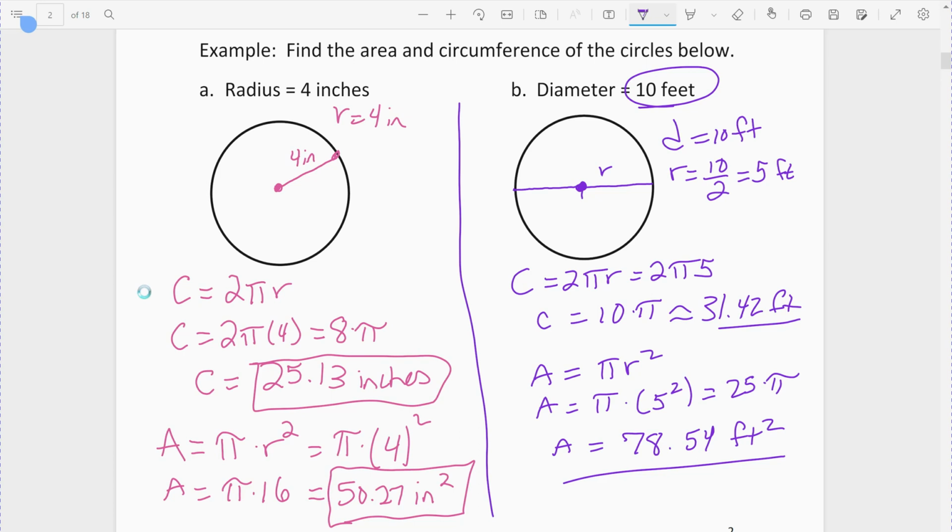All right, so we're going to stop there. I'm going to do application problems in the next video. So this was just introducing you to rectangles and circles, perimeter, and areas. And again, circumference is a perimeter. It's just the perimeter of a circle. All right, stopping there.